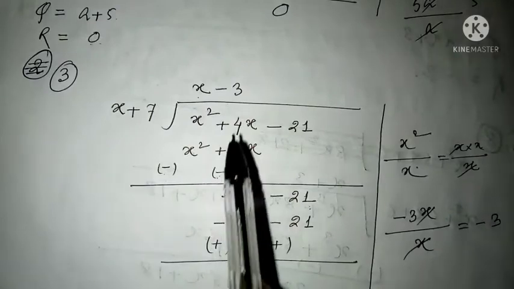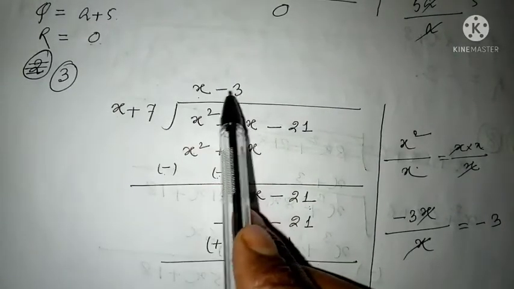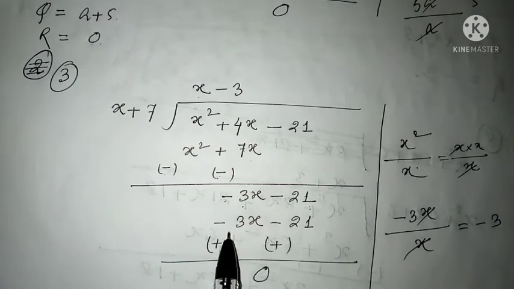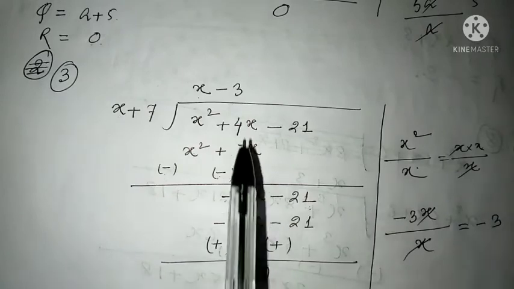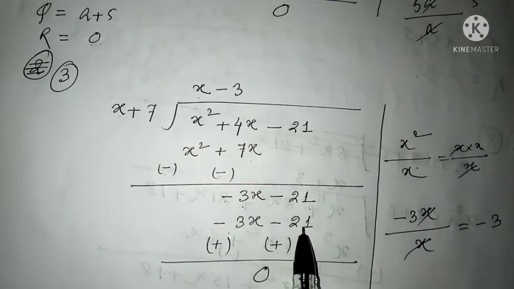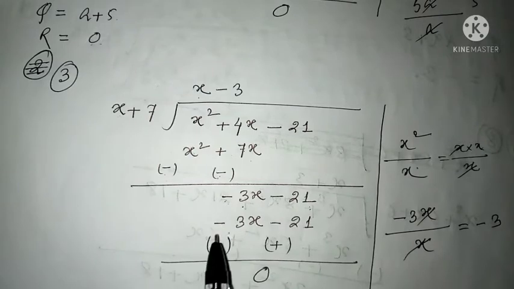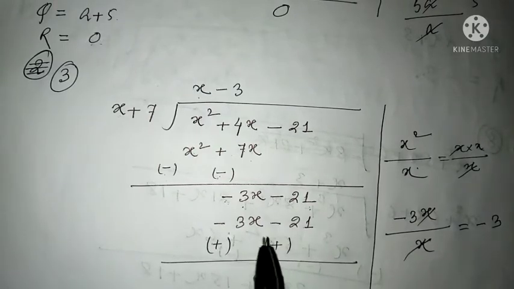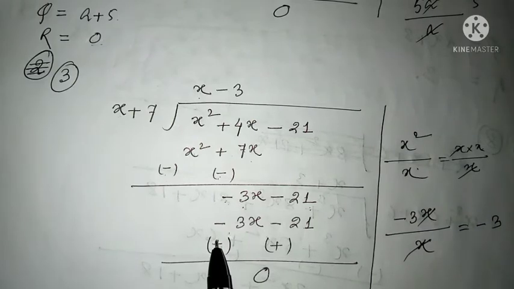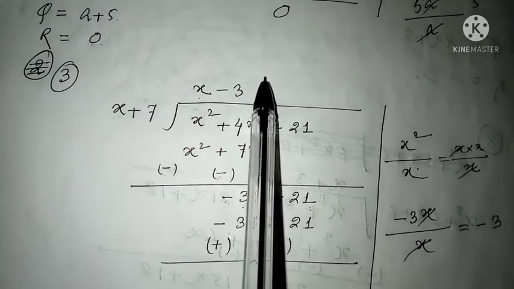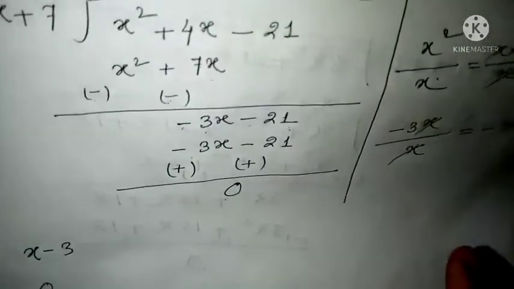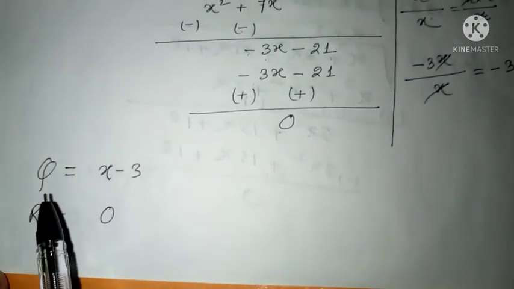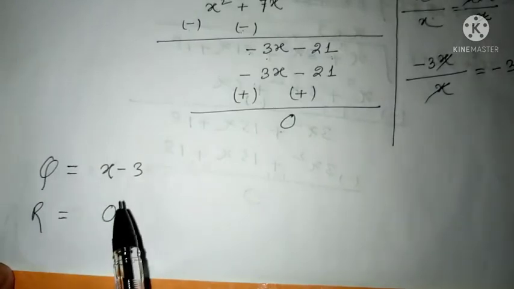Then you multiply minus 3 into x, that is minus 3x, then minus into plus, that is minus 3 into 7, that is 21. So in the downside we have a minus, assume it is plus, here also minus, assume it is plus. Now minus 3x plus 3x is 0, and minus 21 plus 21 is 0, so your remainder is 0 and your quotient is x minus 3. So you write like this here: the quotient is x minus 3 and the remainder is 0.